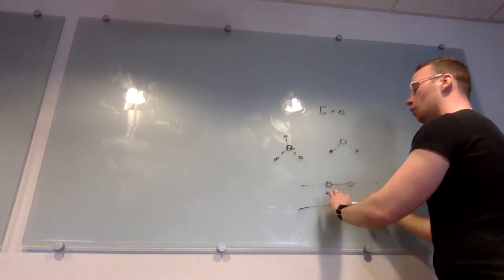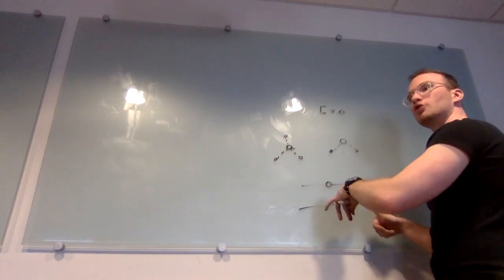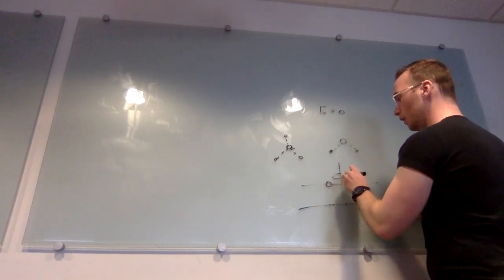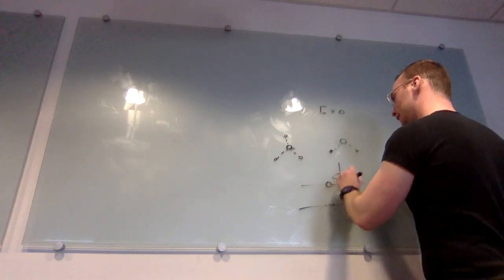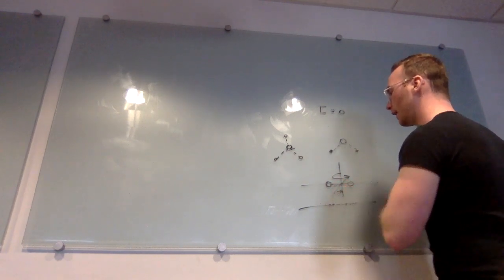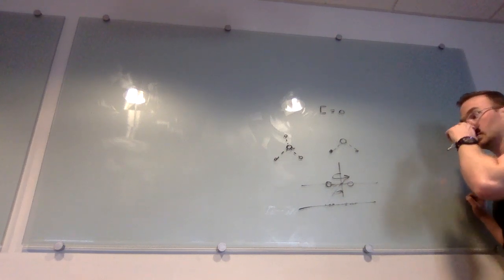It doesn't mean anything to rotate a linear molecule in this dimension. But it can still rotate around this one, and it can still rotate around, if I put the other axis this way, it can still rotate like that. So this has 2 rotational degrees of freedom.